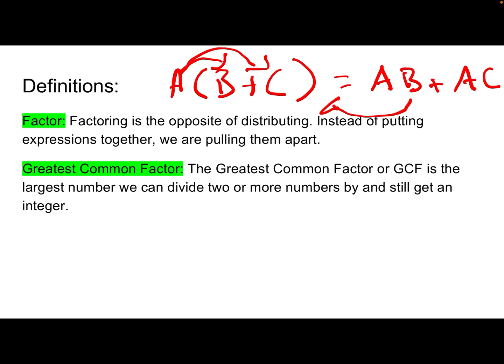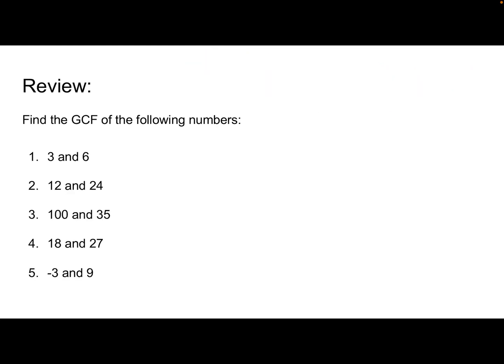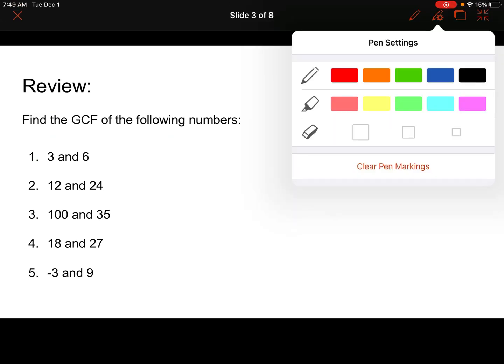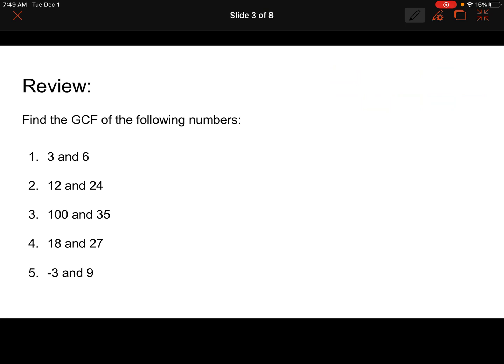The greatest common factor, or the GCF, is the largest number we can divide two or more numbers by and still get an integer. Hopefully this is familiar to all of you, but we're going to be using it a lot today, so let's start with a refresher. We want to find the GCF of the following numbers. We'll start off with 3 and 6.